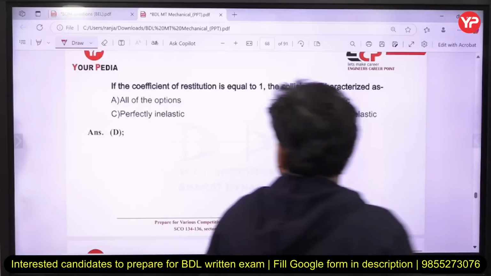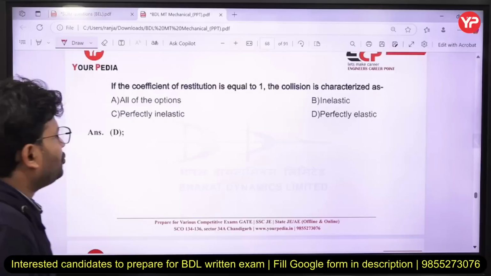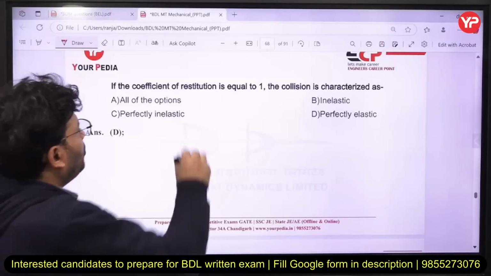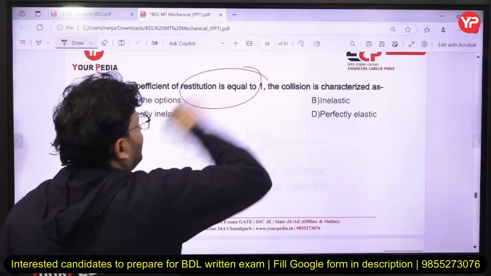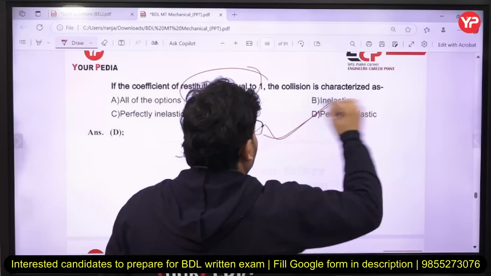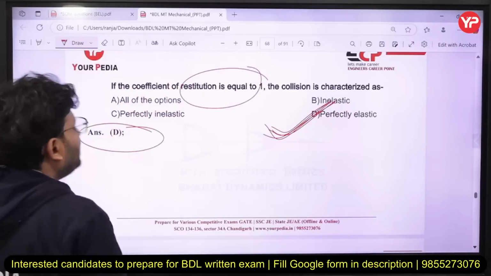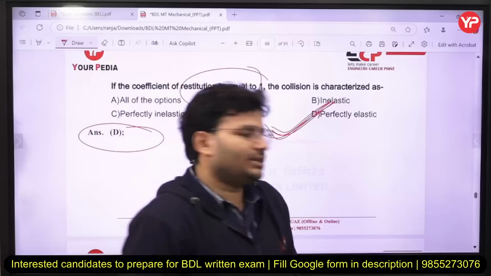That is the next question. If the coefficient of restitution is equal to 1, the collision is characterized as what? Perfectly elastic collision. Then the answer will be D for Delhi. D for Delhi is the correct answer.